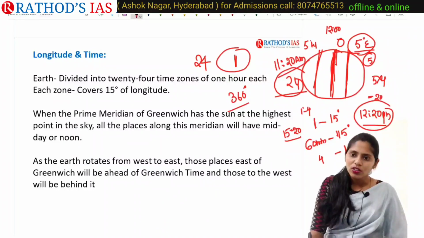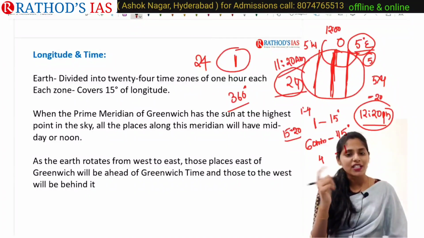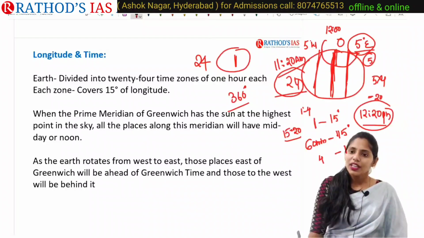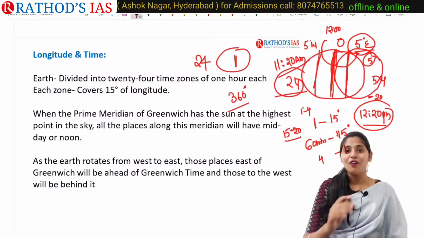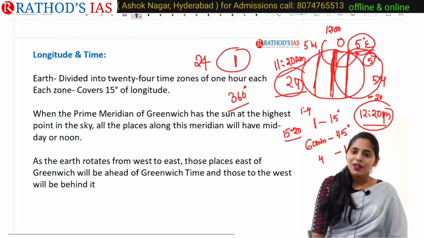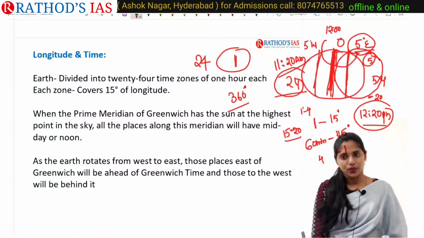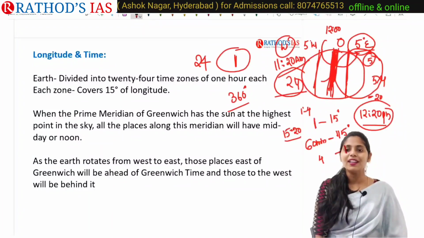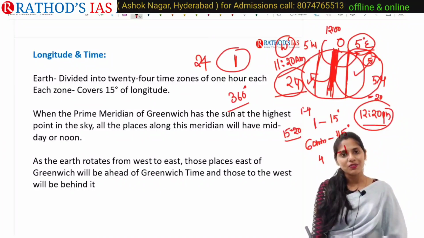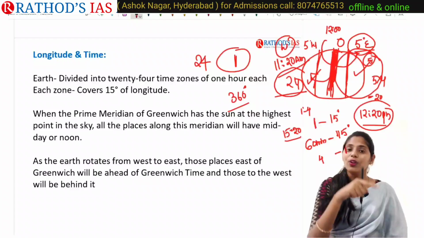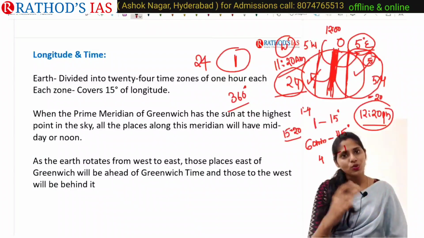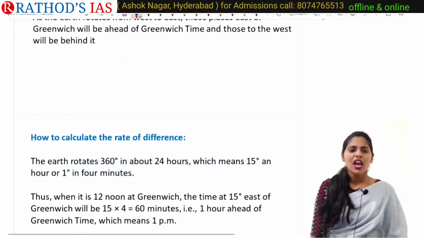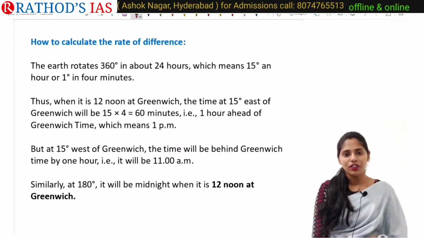As you all know, the earth mainly rotates from west to east. So east longitudes will have time ahead compared to 0 degrees, that is the Greenwich longitude. If you compare the time in our western hemisphere with the Greenwich longitude, it will fall behind. So east will be ahead and west will be behind because of the rotation of our earth from west to east. Now let us try to calculate the rate of difference.